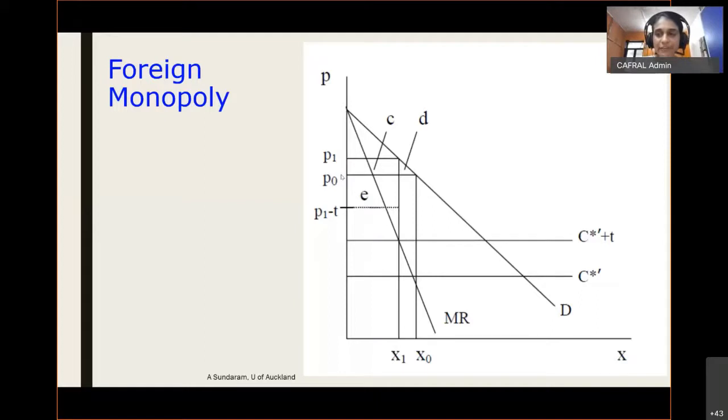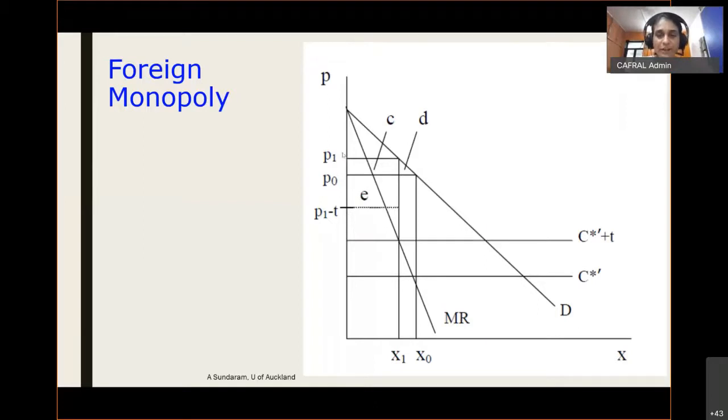So then the Indian government imposes a tariff of T, which means the marginal cost for the monopolist now goes up because the monopolist has to bear the tariff, right? So when you're bringing products in, you have to pay the tariff at T. And so the marginal cost goes up to C star plus T, which means the domestic price now, here marginal revenue equals marginal cost at this point. So price is going to now be P1. And so price P1 minus the tariff is essentially sitting here. So this is P1 minus T.